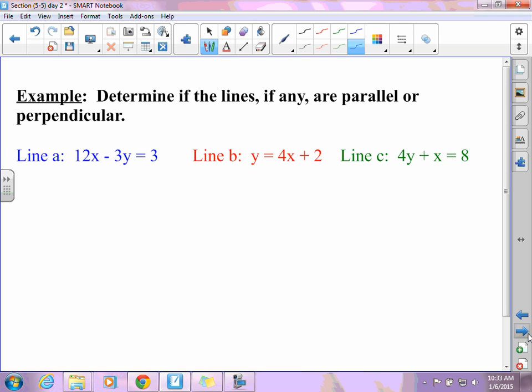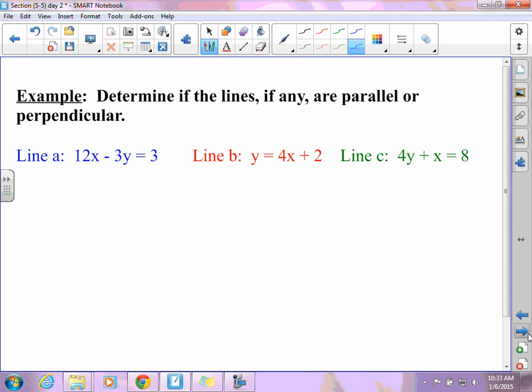Line A. What's my slope? Is it 12? Is it negative 12? What is it? Good. It's not in slope-intercept form, is it? And yet several of you on the last test did that. You saw an x, took the number in front, done. It's not true. You've got to get in slope-intercept form first.